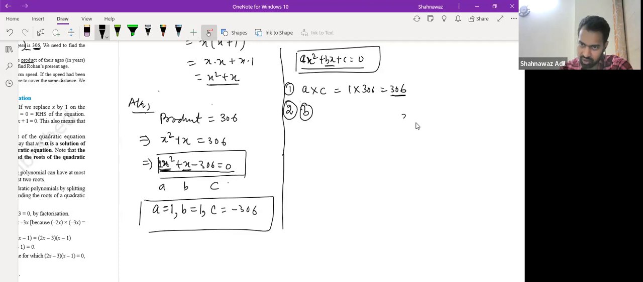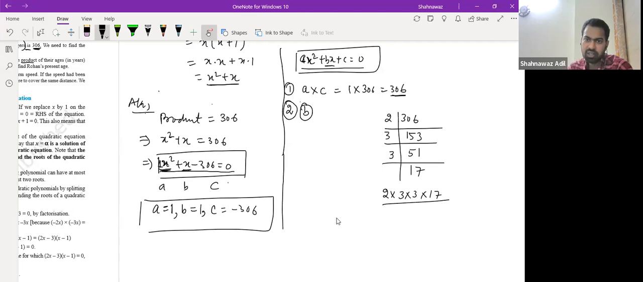So let's take the factorization of 306. This is 153 and 2, this is 3, 51, this is 3, 17, and this is 3. No more factors. So what are the factors? 2 into 3 into 3 into 17. But we have to take the factors in such a way that the addition or subtraction will give you 1.